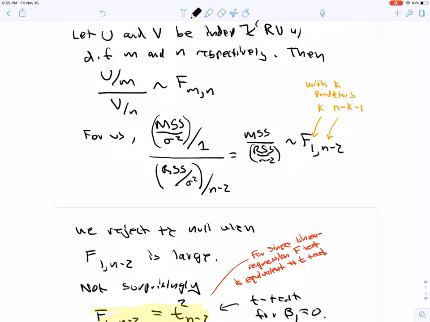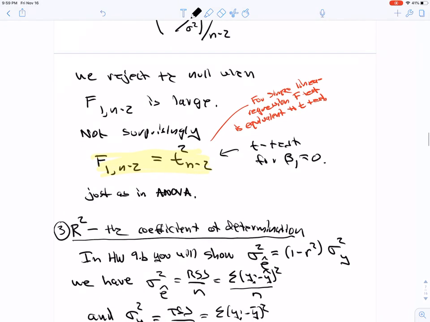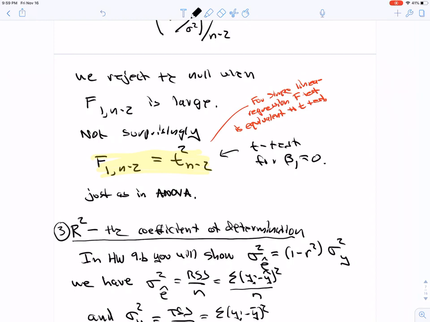And so how is this going to generalize? With k predictors, the 1 will become a k and the n minus 2 will become an n minus k minus 1. Just a little foreshadowing for what's to come. So we reject the null when this is large. Not surprisingly, just like in ANOVA, F is t squared. And so for simple linear regression, the F test is equivalent to a t test, the t test for beta 1 is 0.